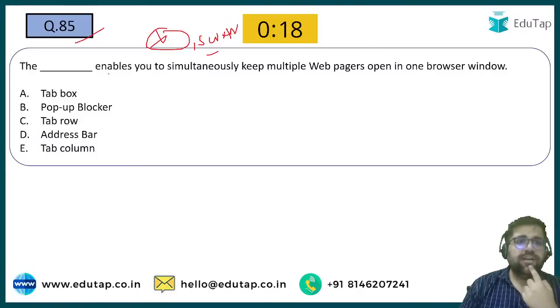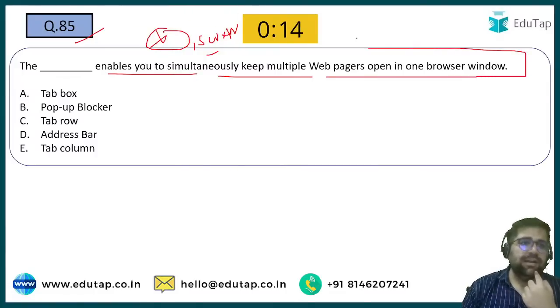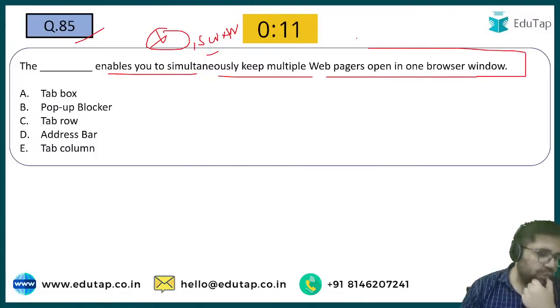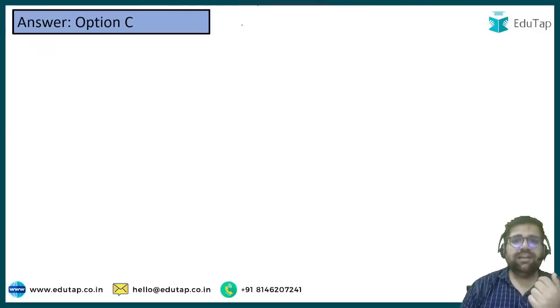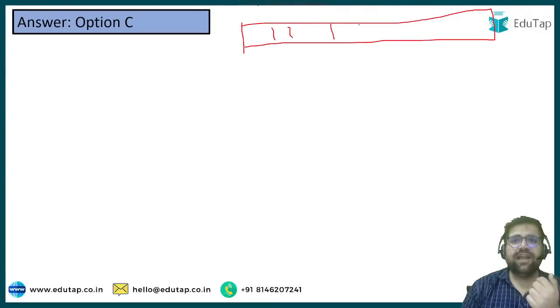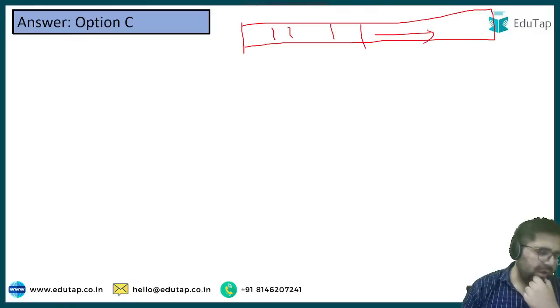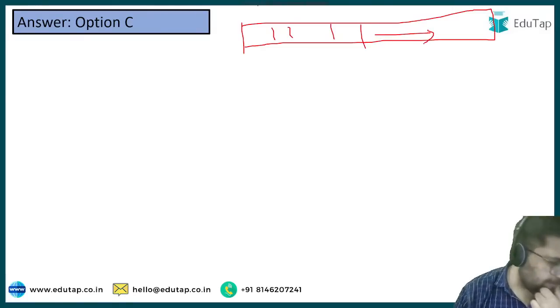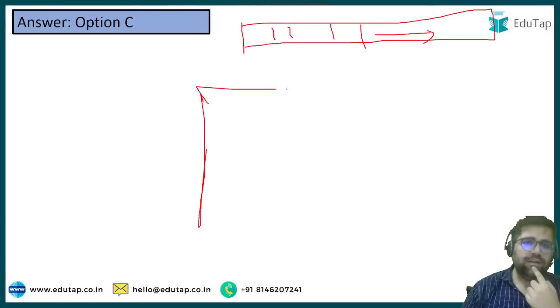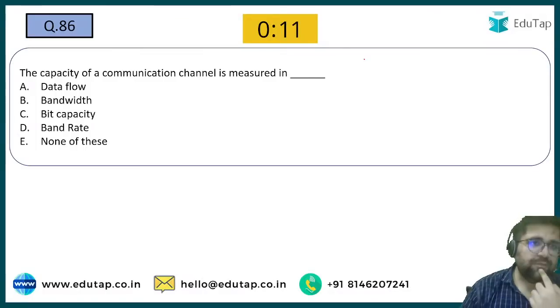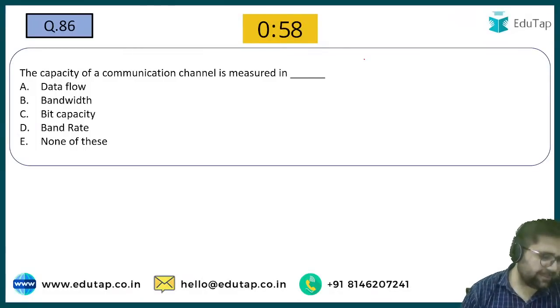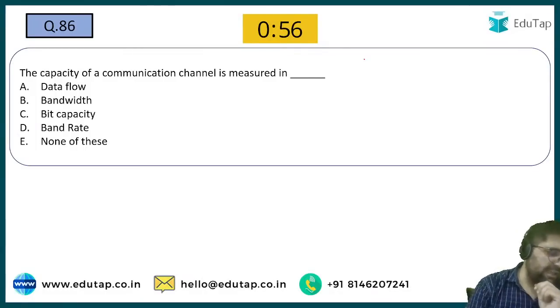Question number 85. Dash enables you to keep multiple web pages open in one browser. The answer will be tab row. Because if you open your browser, you will have your different tabs arranged like this, right? So it is a kind of row only. How can it be tab column? It is tab row. Column is something which is like this. But the answer was tab row. Question number 86.